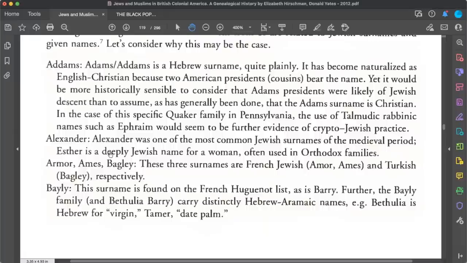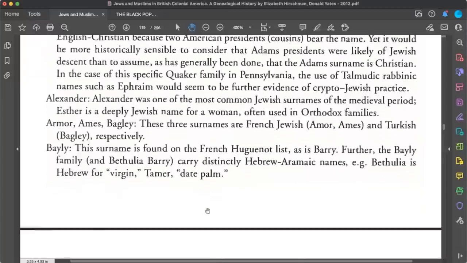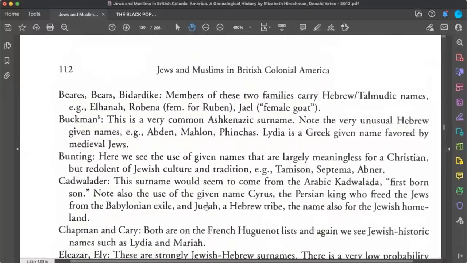Armour, Ames, Bagley. These three surnames are French Jewish, Armour, Ames, Amour, right? Amour, and Turkish Bagley, respectively. Bailey, this surname is found on the French Huguenot list, all right? Bailey, French Huguenot list, as is Barry. Further, the Bailey family and Betulia Barry carry distinctly Hebrew Aramaic names. Example, Betulia is Hebrew for virgin. Tamer, date palm. Tamari, Tamer, date palm. Beers, birder-like. Members of these two families carry Hebrew Talmudic names.